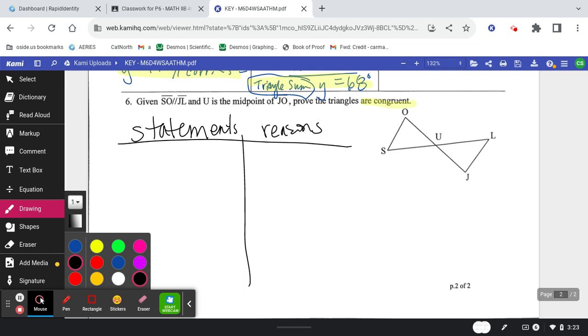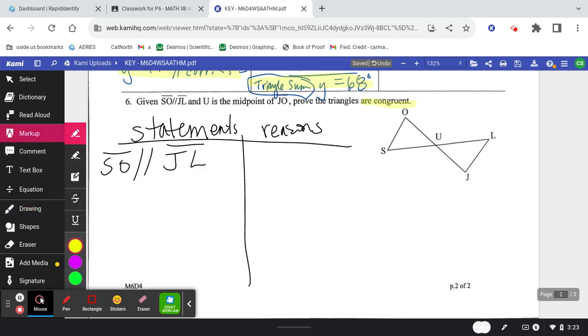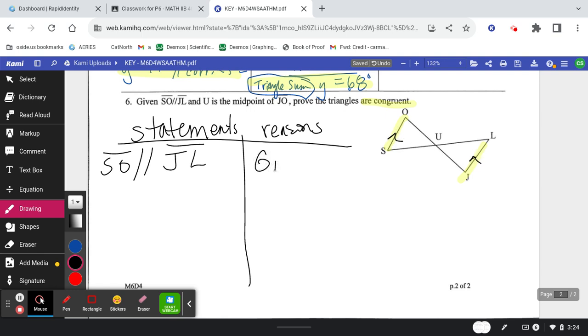All right, so let's go with what our givens were. We were told that side SO is parallel to side JL. And so SO parallel to JL. So I'm going to mark on the picture the little parallel symbol, and over here I'm going to write given. When I have parallel lines, I know I have a whole bunch of angle relationships that are going to come from that, so that's most likely going to give me a pair of angles here coming up.